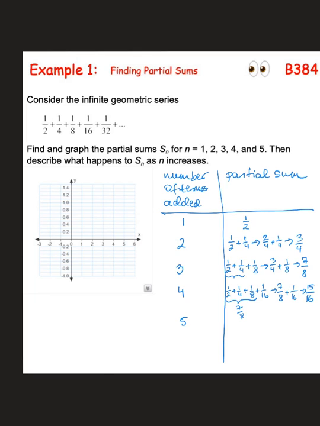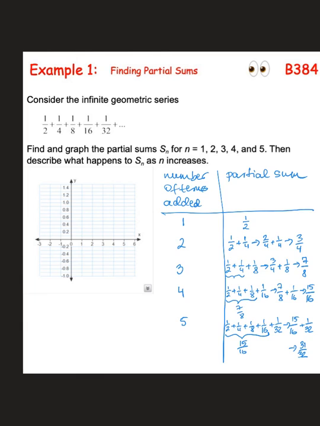So when I'm finding the sum of the first five terms, I have 1/2 plus 1/4 plus 1/8 plus 1/16 plus 1/32. Again, the sum of the first four terms is 15/16. So if I add 15/16 to 1/32, that's going to be 31/32. So now let's graph these values in our coordinate plane.